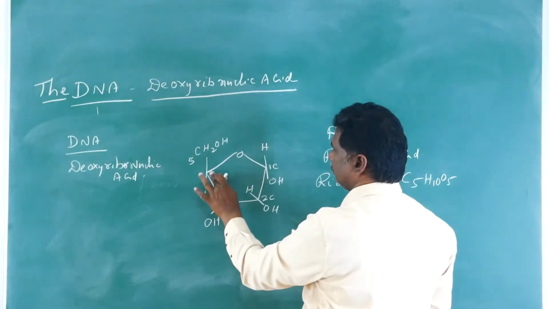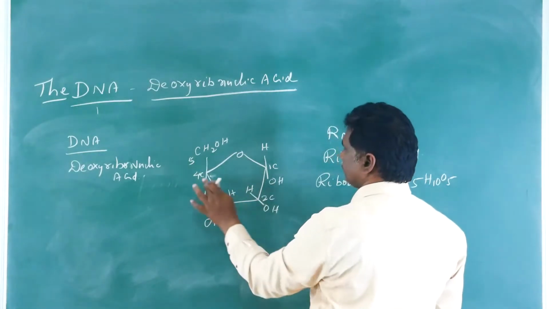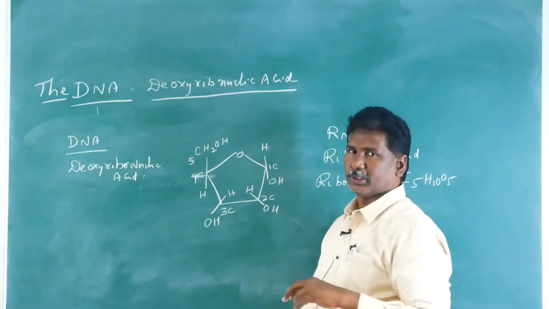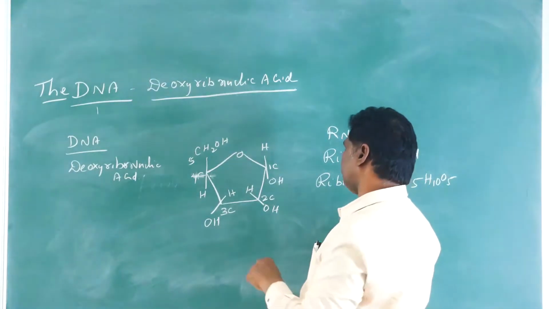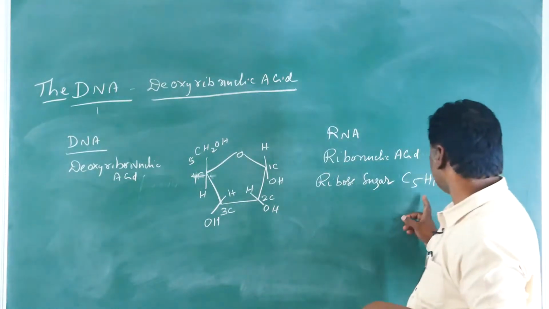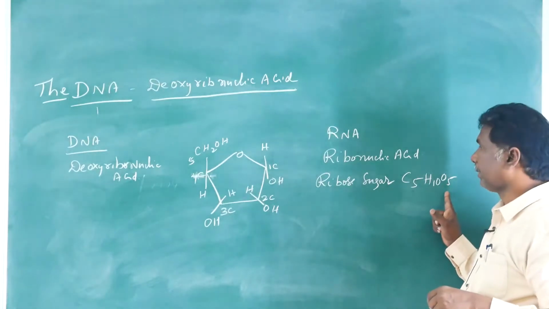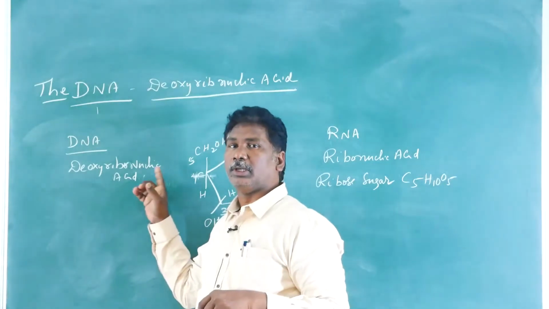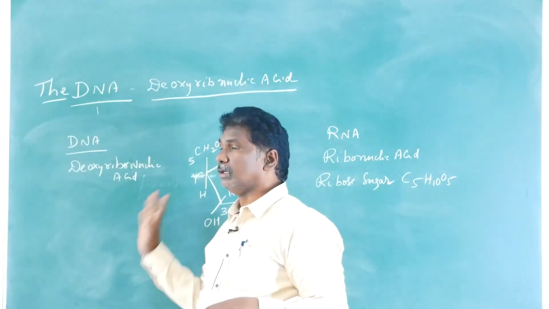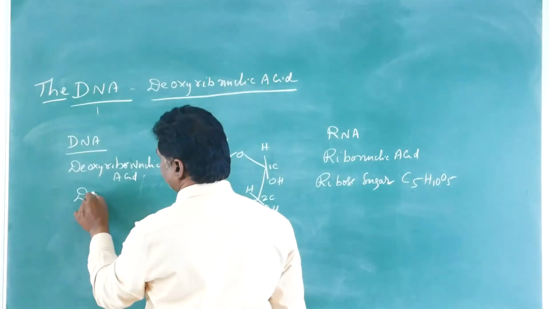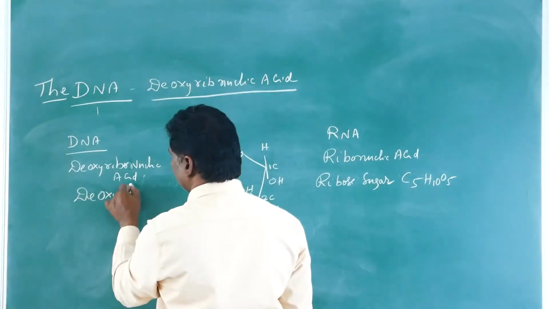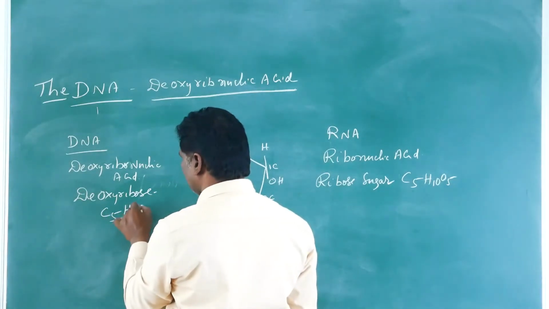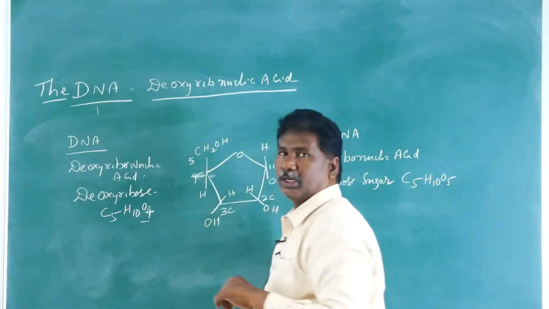So this is the fourth carbon, first, fourth, and this is the fifth carbon. When we are observing this structure, this is the ribose sugar, C5H10O5. But on this side, it is the deoxyribose sugar. The deoxyribose sugar formula is C5H10O4, lacking one oxygen.